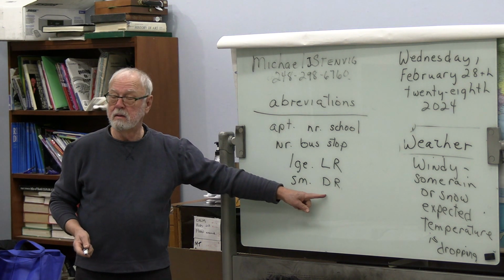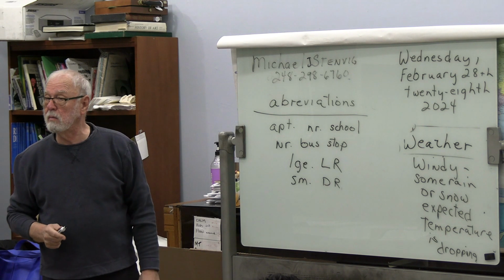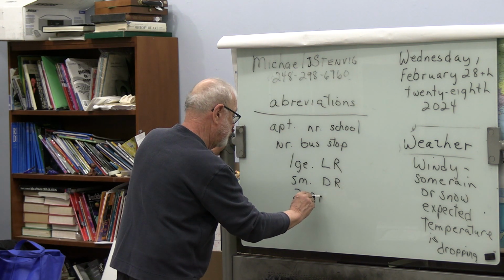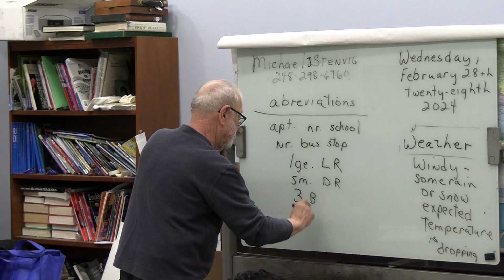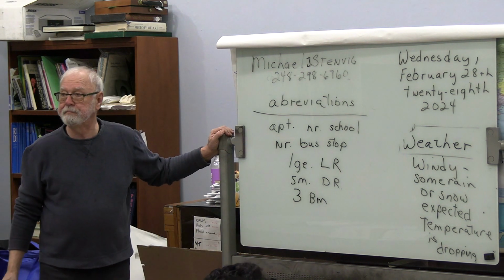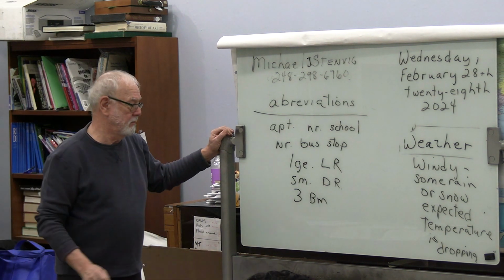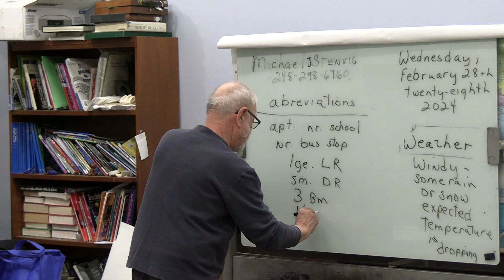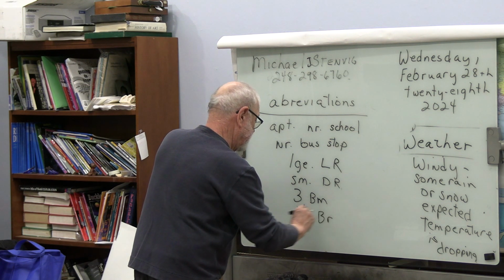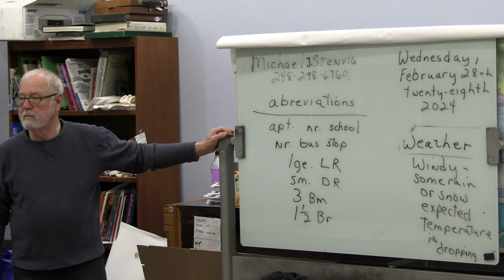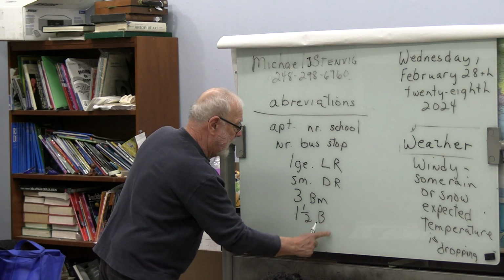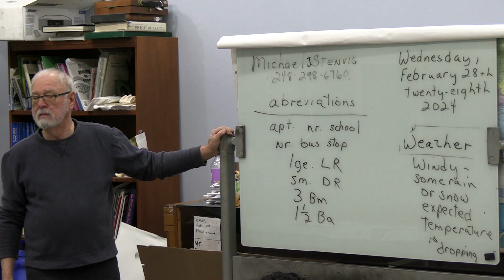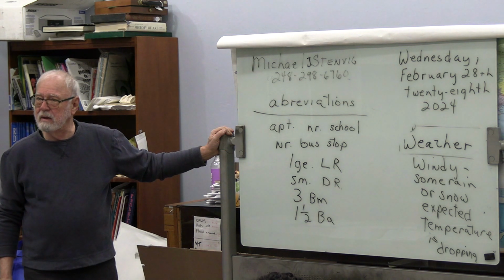Small. Living room. Dining room. Yeah. Small. Three bedroom. One and a half bedroom. Often this is going to be BR. One and a half bathroom. What is a half bathroom?